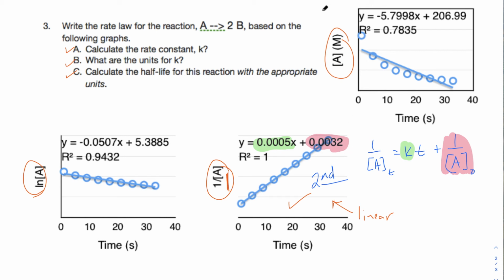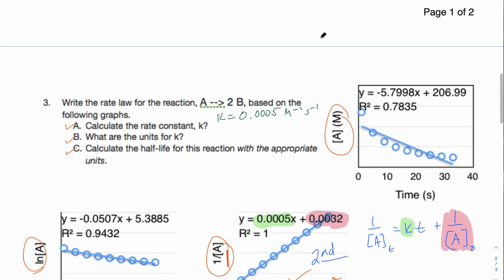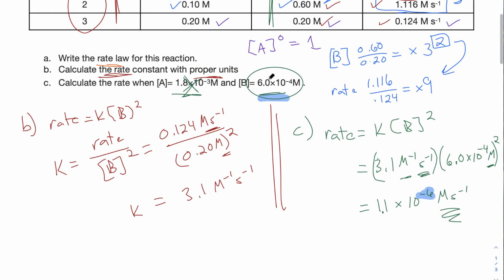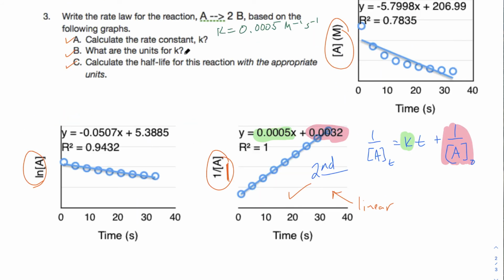So we've actually just answered A, okay, the K is equal to 0.0005. And the units for this, since it's 2nd order reaction, it's the same as what we saw just a second ago. Right? All overall 2nd order reactions will be per molarity per second, just like we saw in that guy. And we did that too. So there's a unit for K.